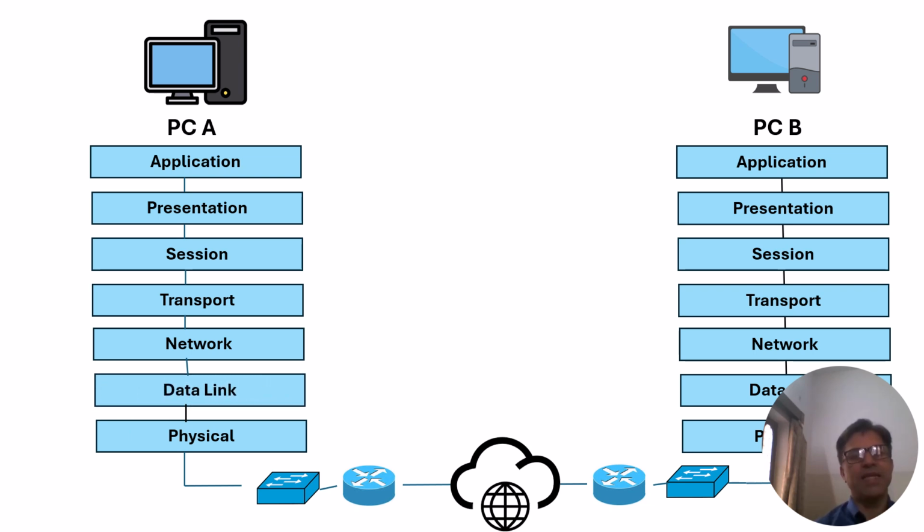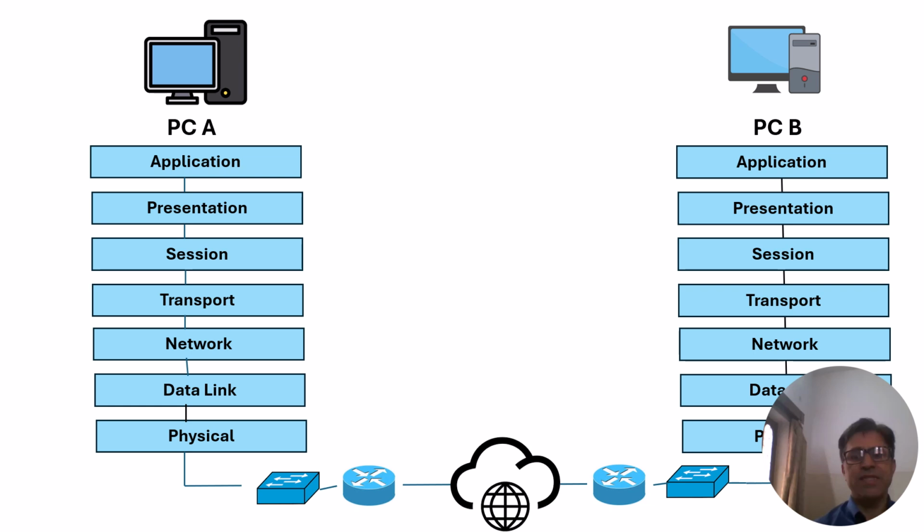Then comes the data link layer. This is layer 2. The data link layer formats the message into a data frame and adds a header containing the hardware destination and source address, the MAC address, which is a 48 bit address, 6 bytes, burned into the NIC card of the device by the manufacturer. This header is responsible for finding the next destination device on the local area network.